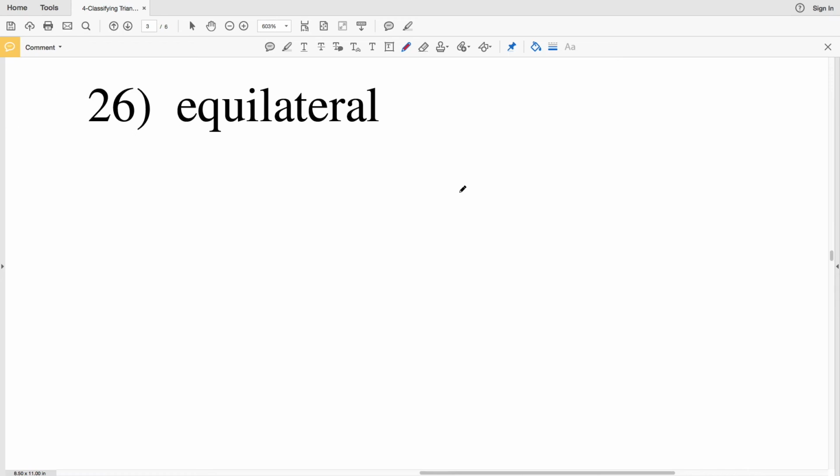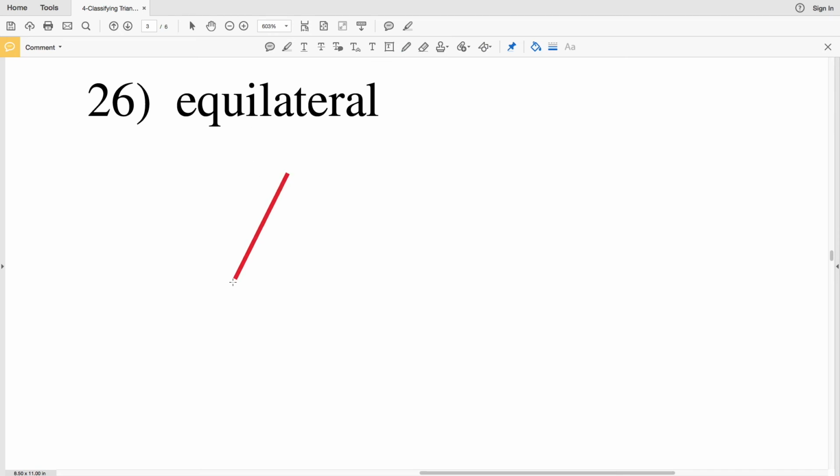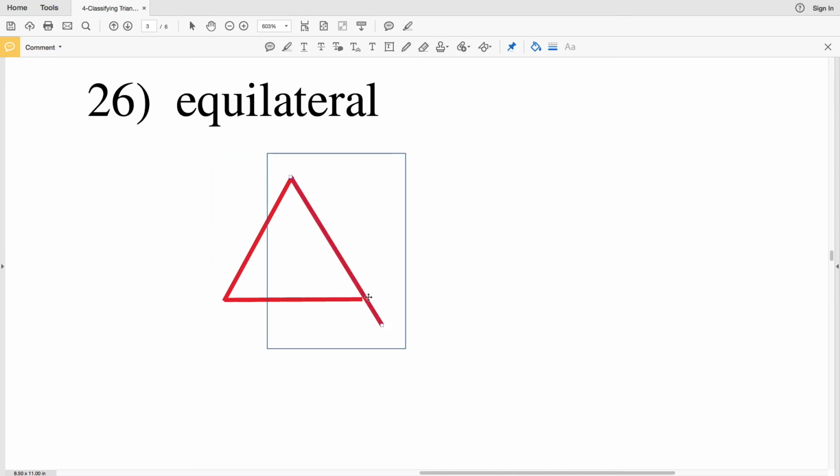And lastly, number 26. Number 26 asks me to draw an equilateral triangle. So I know that all three sides are equal in length. And if you notice, when all three sides are equal in length, all three angles are also congruent. And that wraps up the Classifying Triangles worksheet.